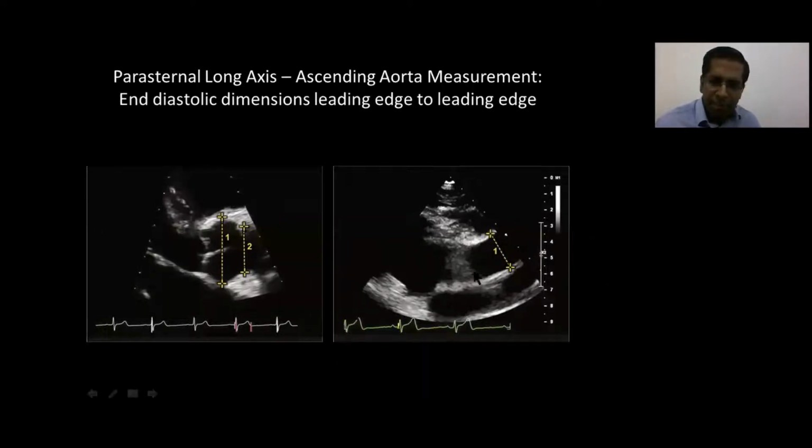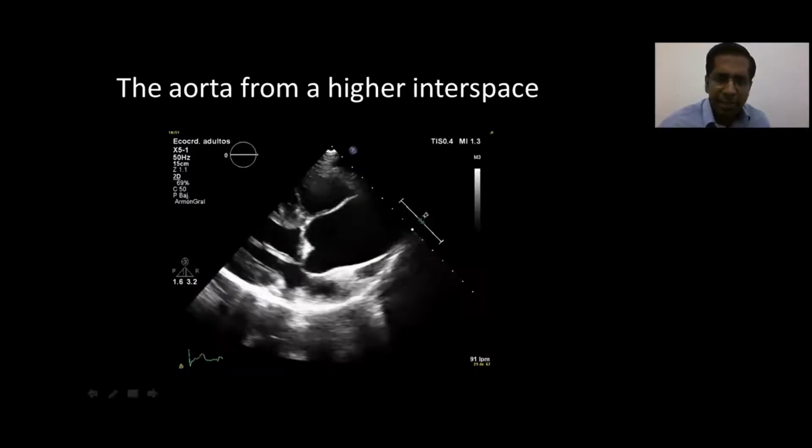Sometimes in order to see the ascending aorta, the standard parasternal long axis view may not be adequate. In that case, we need to move the probe an intercostal space higher so that we can see the ascending aorta properly. So this is the probe moved an intercostal space higher, and then we can see the ascending aorta properly. But there is a practical difficulty. Now, where will you measure? Should you measure at the maximum point? Because now there are no landmarks.